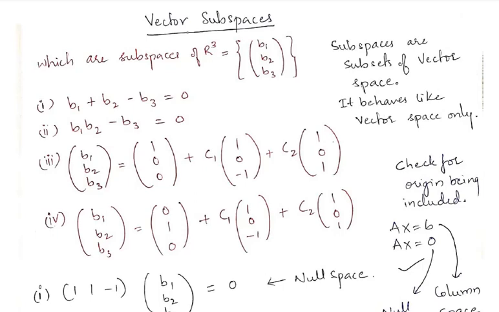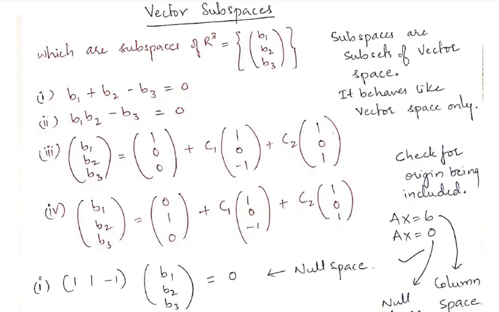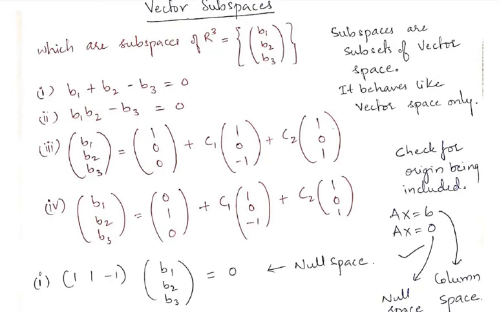So the question here is, which are the subspaces of R3? R3 means three-dimensional vector space. We have the XYZ plane. Which are the subspaces of R3 given as b1, b2, b3 as a column vector? So what to check here? All the three conditions we can check here. If any one condition out of those three conditions I mentioned fails, then it is not a subspace. So coming to the first question, that is b1 plus b2 minus b3.